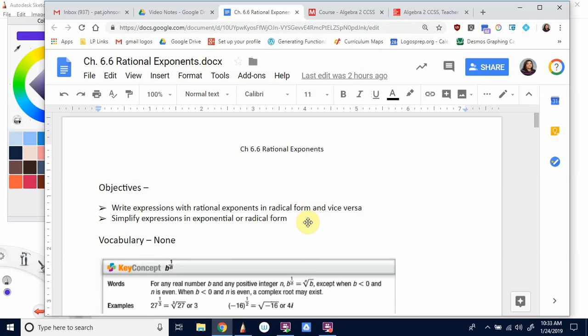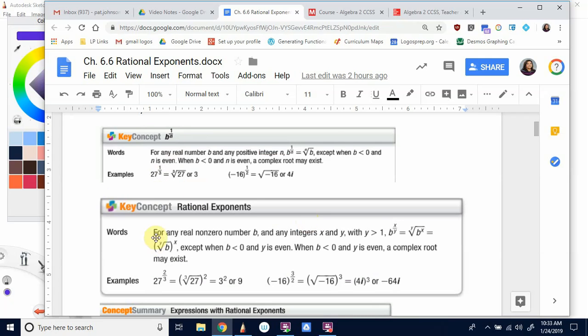All right, there's no vocabulary. So I put two of the key concepts boxes together because I think we can do them at the same time, and then we'll go through the examples together.